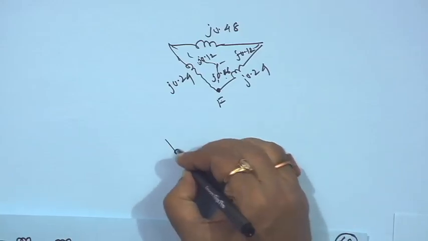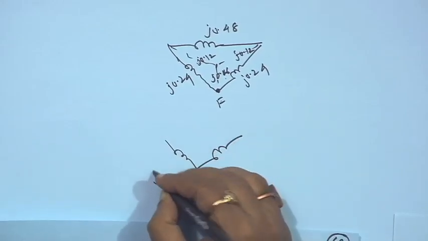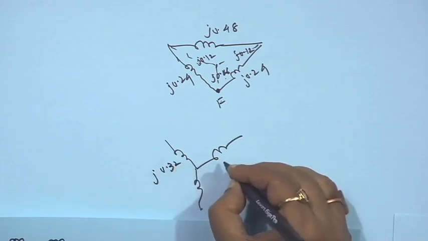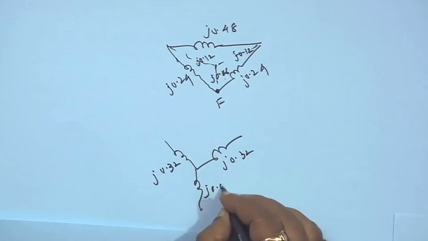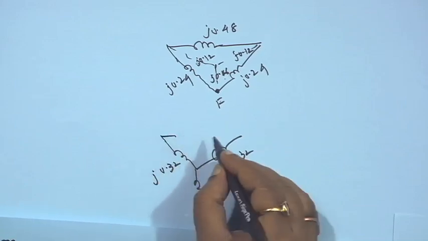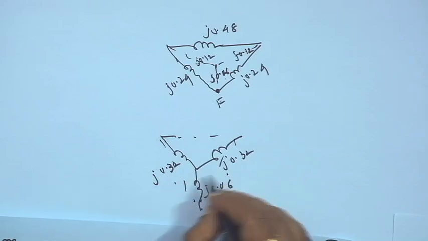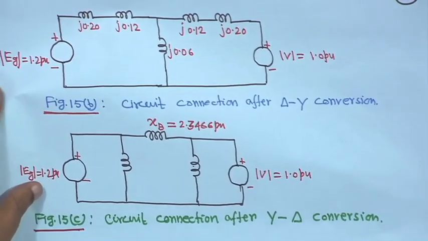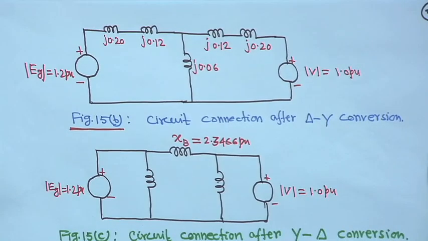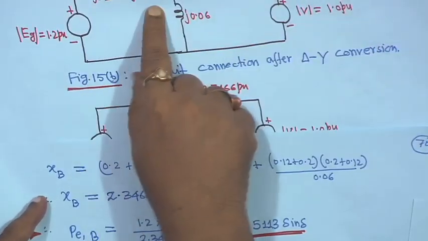So, this is your star connection, this side will be j 0.32, this side I have made it for you, this side 0.32, and this is your j 0.06, and this is converted to delta. These two sides are not required, only this one is required. So, if we convert star to delta, only that side, that x b, if you convert, it will become that 0.2, 0.12.